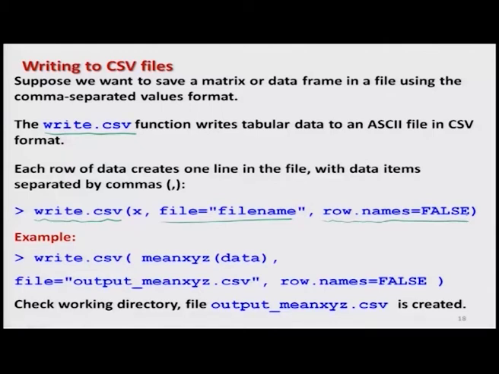For example, in the same example that we have done, if I want to write the outcome inside a CSV file, then the command will be write.csv, and what outcome we want to write, that is our script mean xyz, and inside the argument the data on which I want to execute the program mean xyz, and then the file, for example, output underscore mean xyz dot csv, that is the file name in which I want to store the outcome, and here I do not want to give the row names. So, you have to give it as false, and once you do this, then if you check the working directory, this will be created inside the R folder, right.